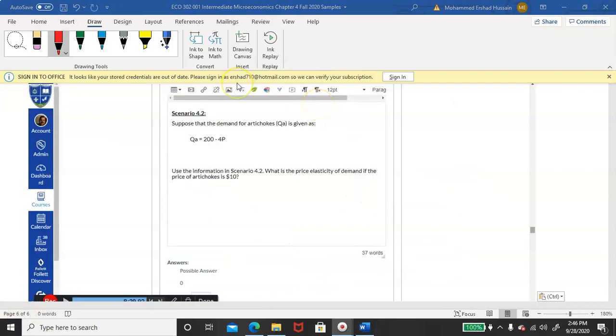This is one example where we want to analyze and calculate elasticity. What is the price elasticity of demand if the price of artichoke is 10?